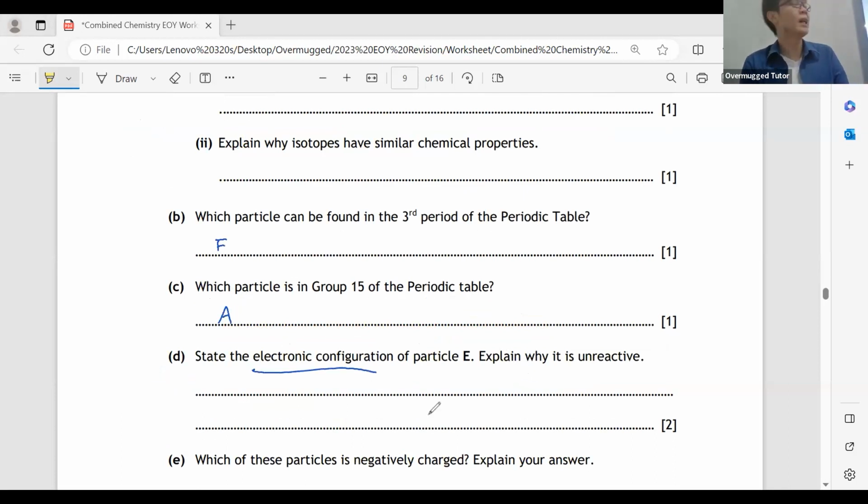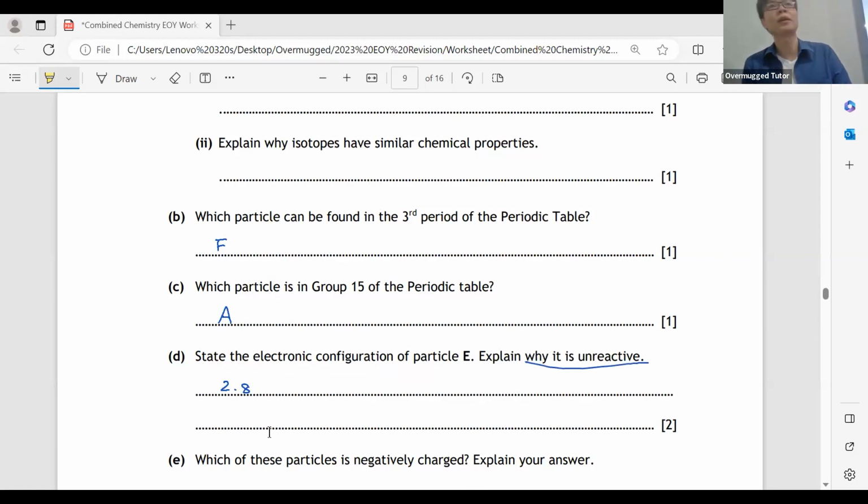State the electronic configuration, or sometimes they may use this phrase structure. This means they want the 2 dot something dot something. Particle E is neon, right? So 10. So how do you split 10 electrons up? 2 dot 8.